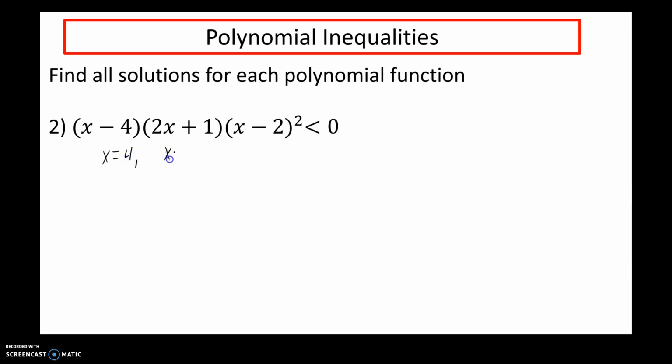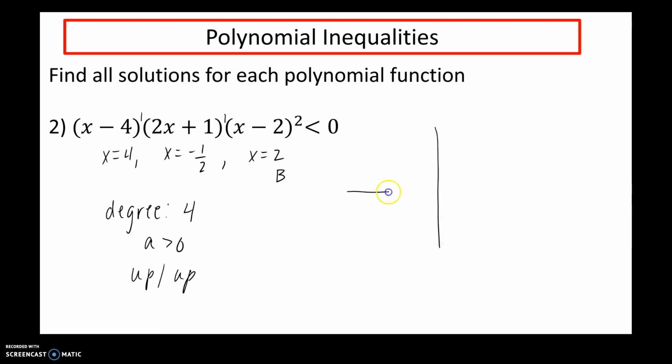Positive 4, negative 1/2, positive 2. This factor has an even exponent, an even degree, so that's going to be a bounce point on the graph of the polynomial. So I'm going to mark that. The degree of the polynomial, 2 plus 1 gives me a degree of 4. My lead coefficient is positive, so my end behavior is going to be up, up. It'll resemble the end behavior of an upward facing parabola.